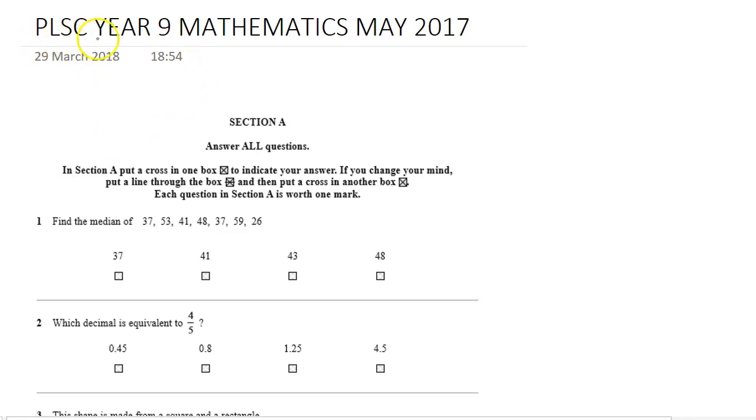This is Edexcel Year 9 Mathematics, May 2017. Question number 1. Find the median of... The median is the middle number.